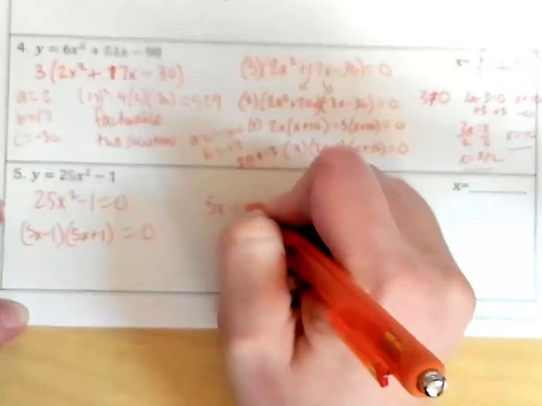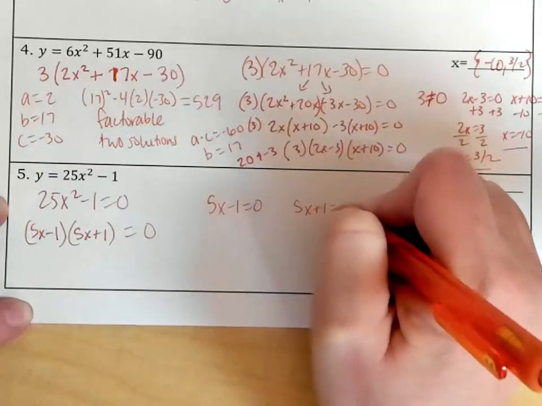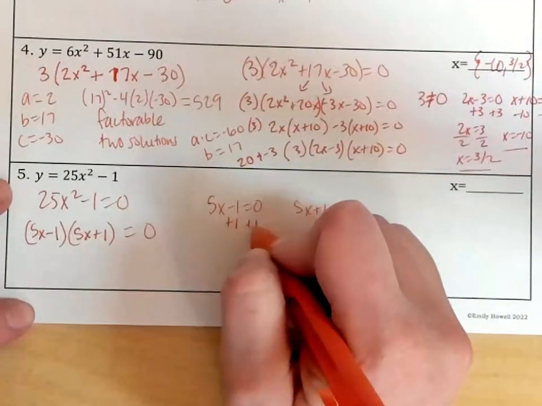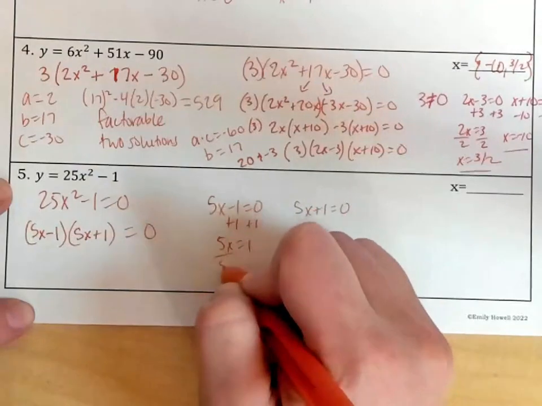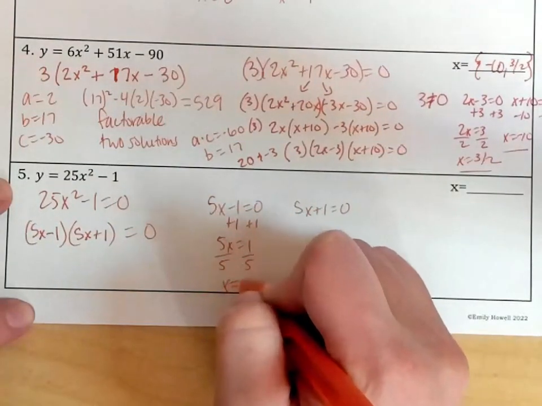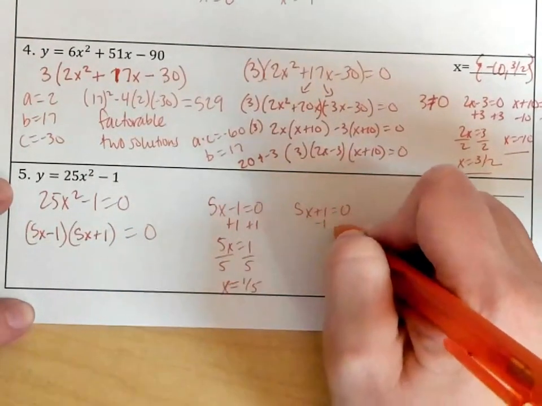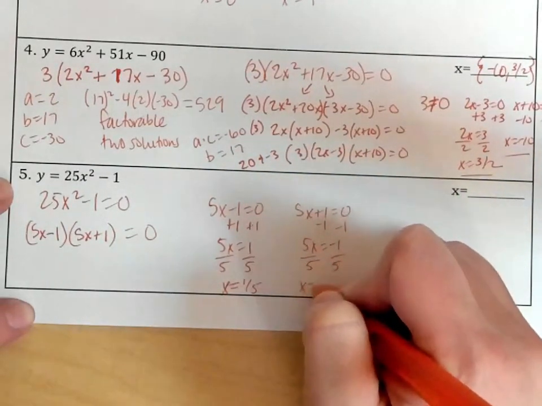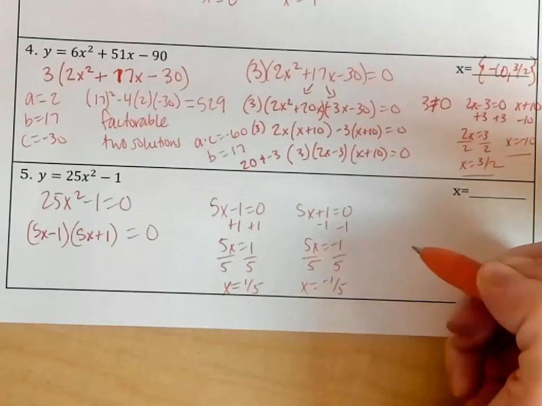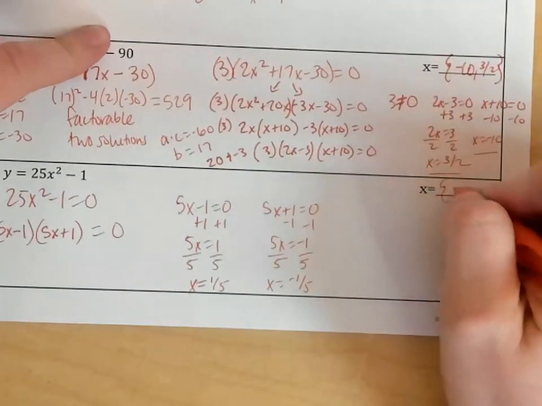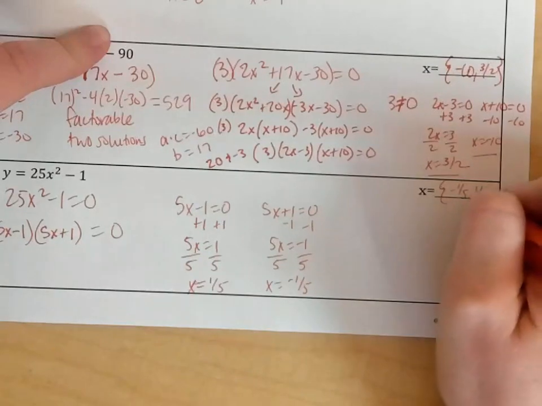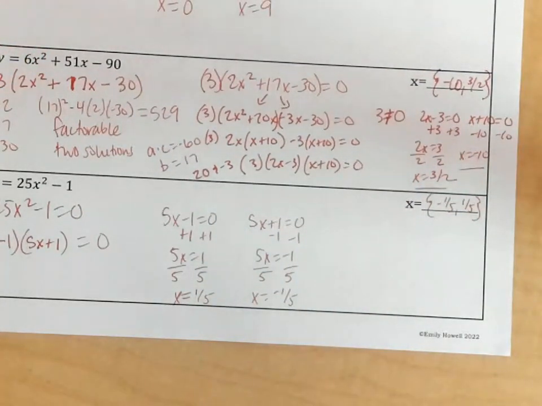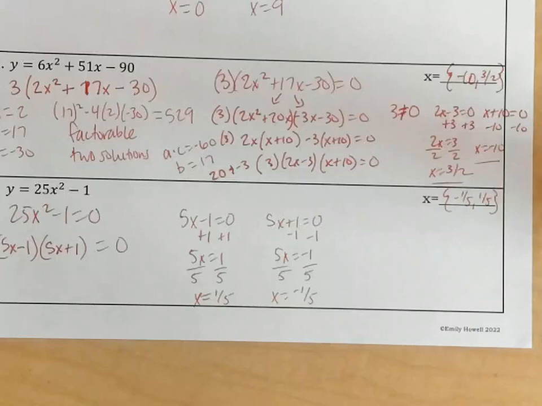So I have 5x minus 1 is 0, 5x plus 1 is 0. I'm going to add the 1 and I get 5x is equal to 1 and divide by 5, x is 1/5. Here I'm going to subtract the 1, divide by the 5, and I get that x is equal to negative 1/5. And so that's going to be my factored answers here as negative 1/5 and positive 1/5. And that's kind of the basics for factoring them and using that as a method for solving your quadratics, for finding your x-intercepts.